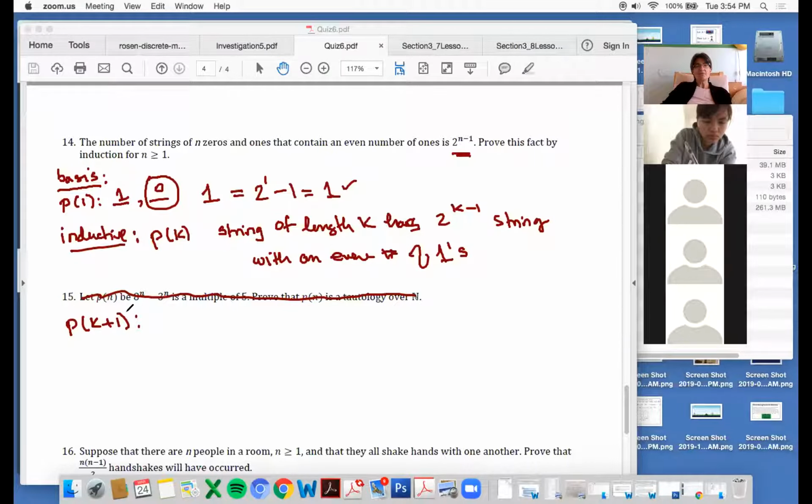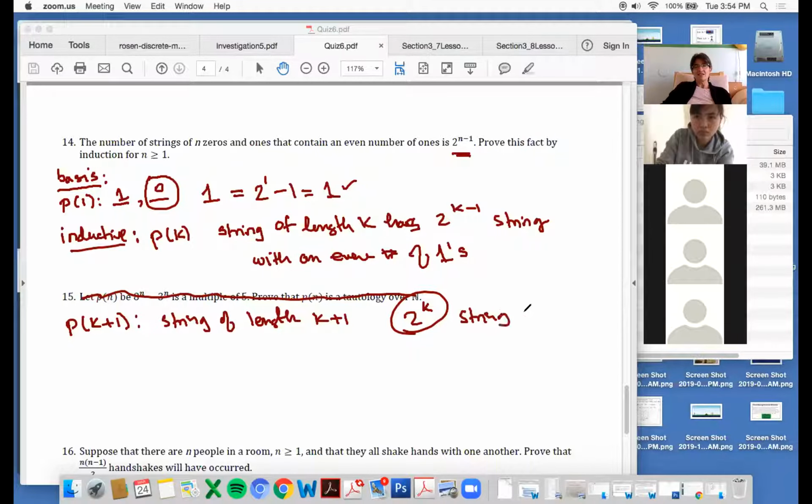So the P(k+1) statement would be that a string of length k plus 1 will need to have 2 to the k plus 1 minus 1, so it will need to have 2 to the k strings with an even number of ones. So that's what we're trying to show. So using P(k), show that P(k+1) is true.